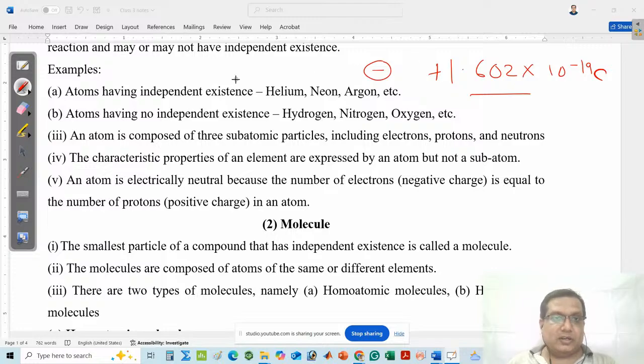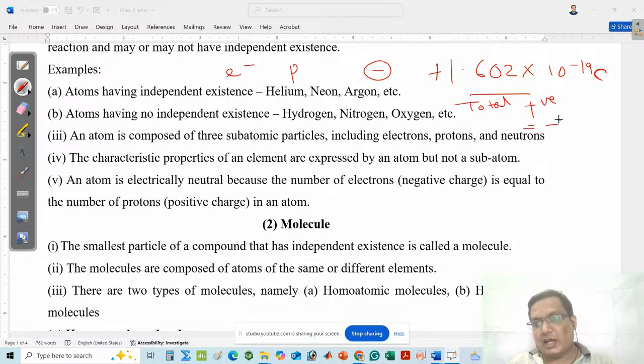Remember, we know that the number of electrons and the number of protons in an atom is equal. So here we can say that the total positive charge is equal to the total negative charge. Total positive charge by total protons is equal to total negative charge by total electrons, because the value is the same, that is 1.602 into 10 to the minus 19 coulomb.